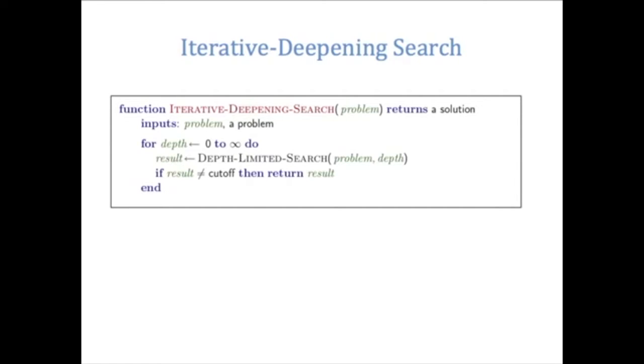So here's the idea. What we do is we do a series of depth-limited searches, starting with depth 0, and then if that doesn't find a solution, then we do another depth-limited search at depth 1, and then if that doesn't find it, we do another depth-limited search, this time with depth 2, and so forth until we find the solution. So let's see how that would work.